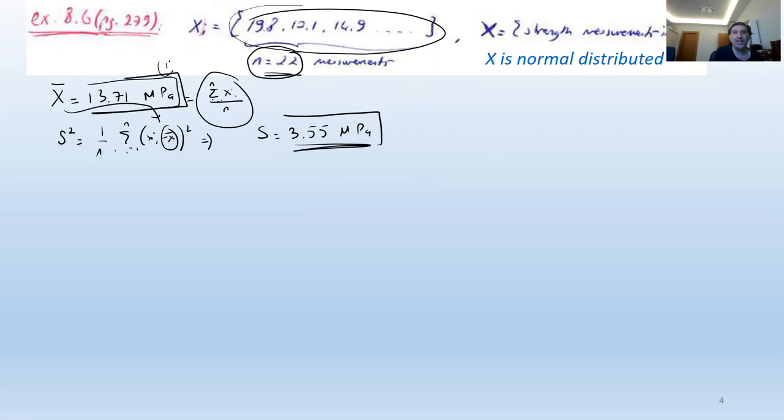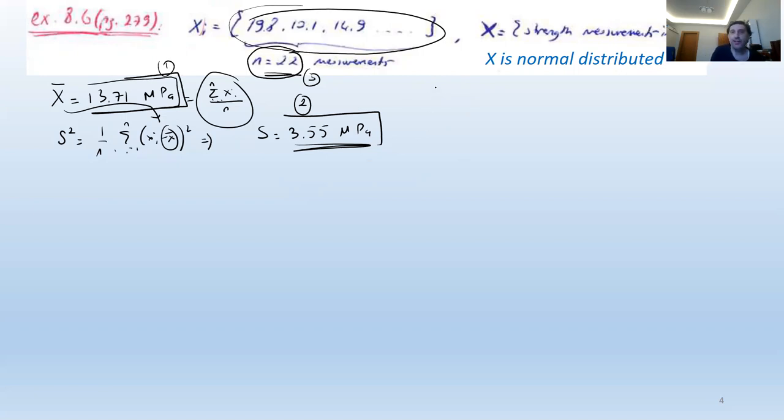From these three pieces of information, we have to make an inference about mu. I think this is the more fun part, putting together everything we have done from the beginning of the lecture up to this point, because this is a more realistic case. This is usually how quality control is applied.